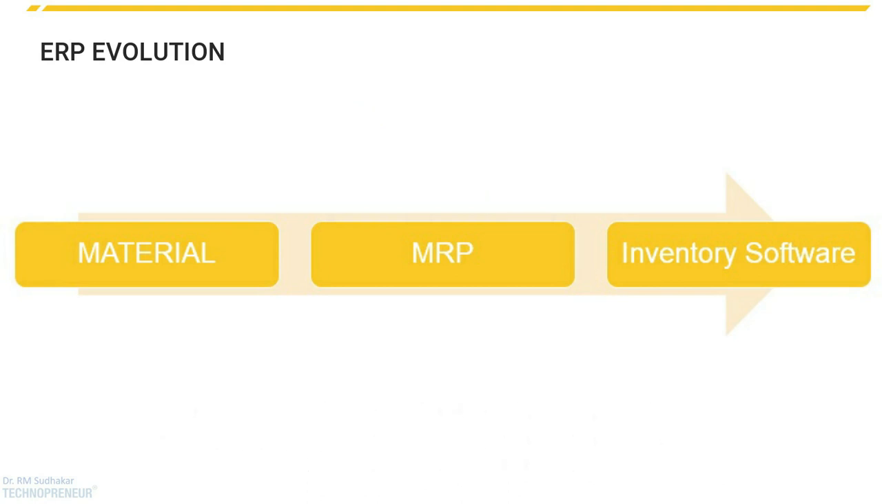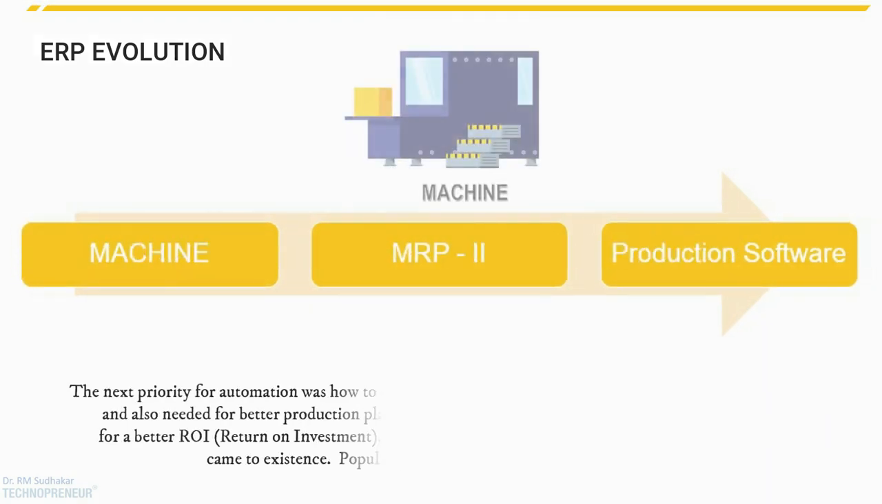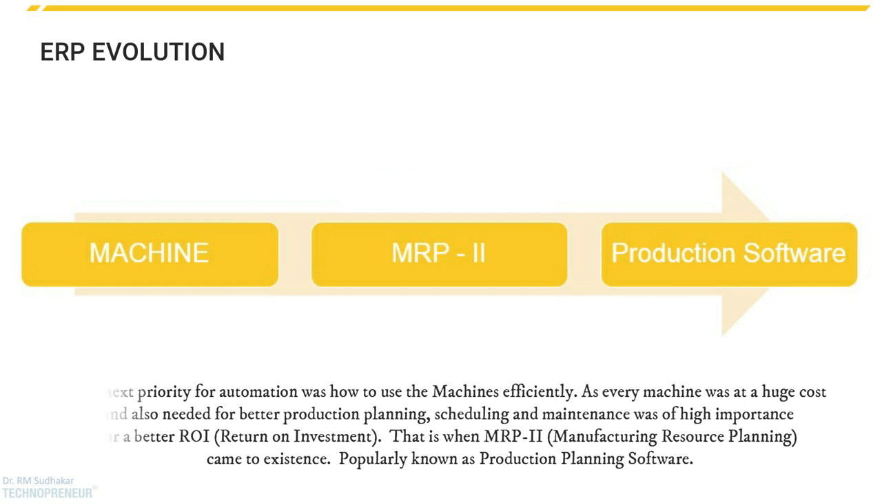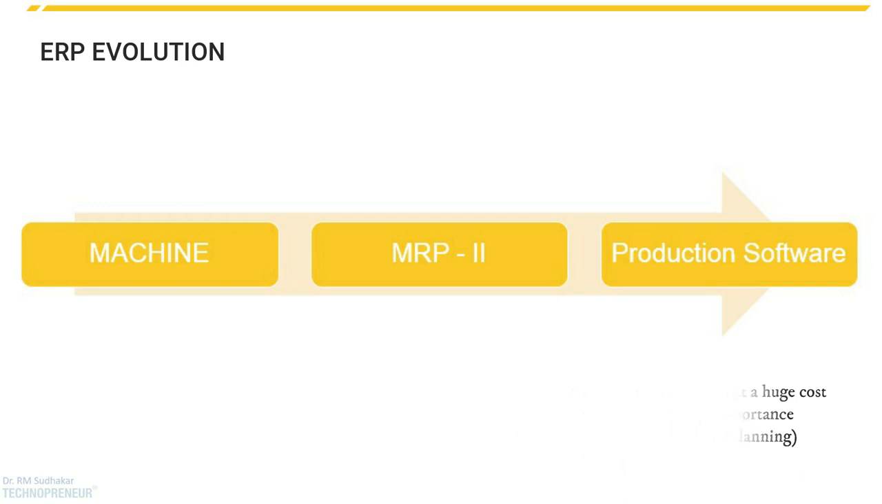The next priority for automation was how to use the machines efficiently, as every machine was at a huge cost and also needed for a better production planning. Scheduling and maintenance was of high importance for a better ROI, that is return on investment. That is when MRP II, Manufacturing Resource Planning, came to existence, popularly known as Production Planning Software.